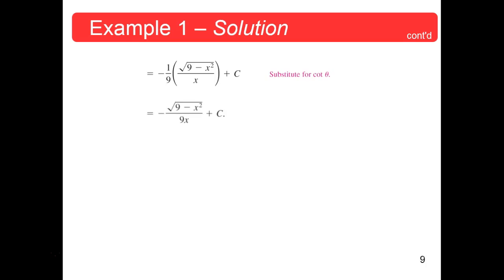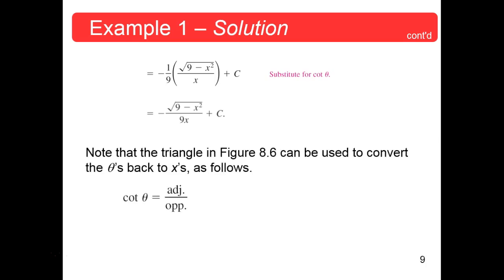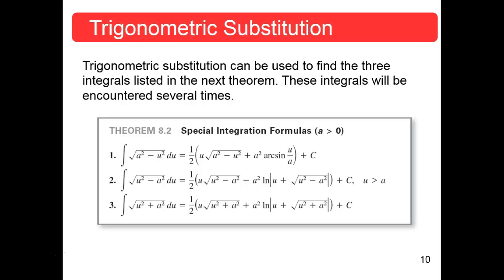Which then they put the 9 with the x. Just leave the minus out front. Good deal. Any questions? Pretty much like we did. Note that the triangle in figure 8-6 can be used to convert the thetas back to x's. Just about every time you're going to want to use that. It's just so handy. Don't forget it. Don't ignore it. That's your square root of 9 minus x squared over x. All right.